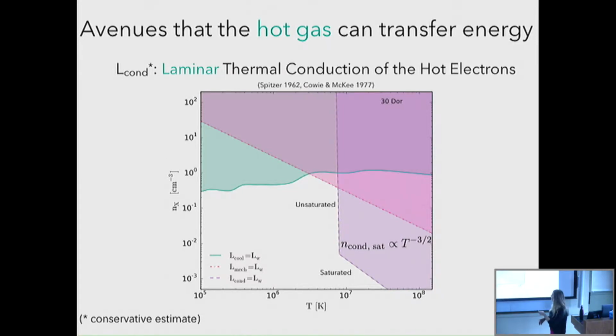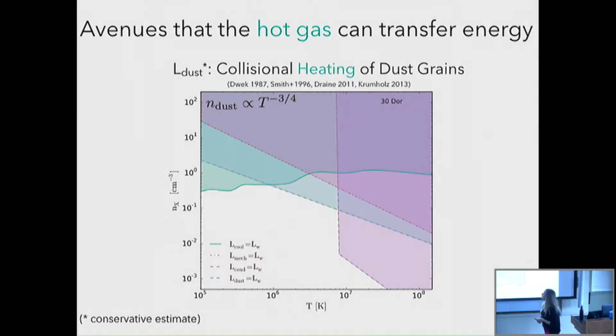We also took into account the saturated regime because we consider very high temperatures, and this is just saying that the heat flux can become saturated because you can't transfer energy faster than the electrons can move, for example. And then finally, we also considered collisional heating on dust grains. So you can think that at the hot-cold interface, you can mix dust into the hot gas, and that dust will be sputtered.